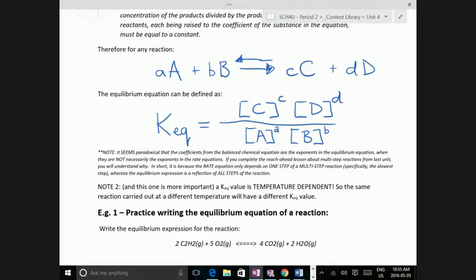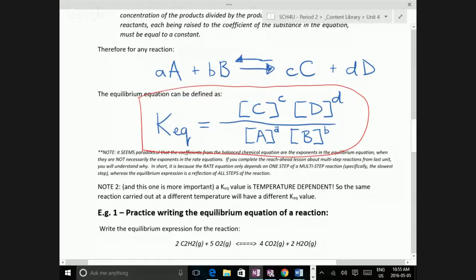Is that fair? Okay. So the rate law, ironically, is only the rate law of part of the reaction, whereas this KEQ deals with the entire reaction, and the coefficients become your exponents. So this is much easier.